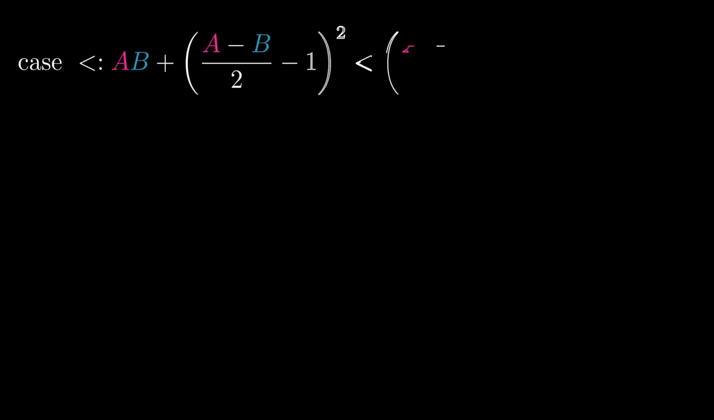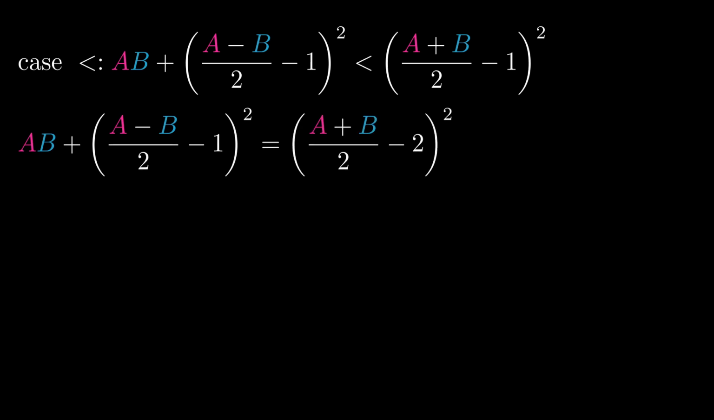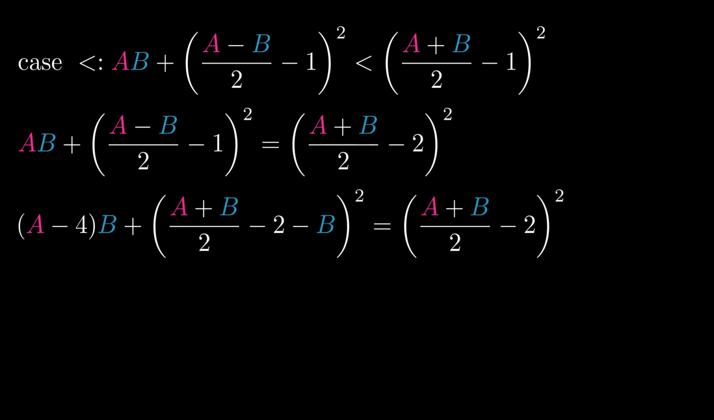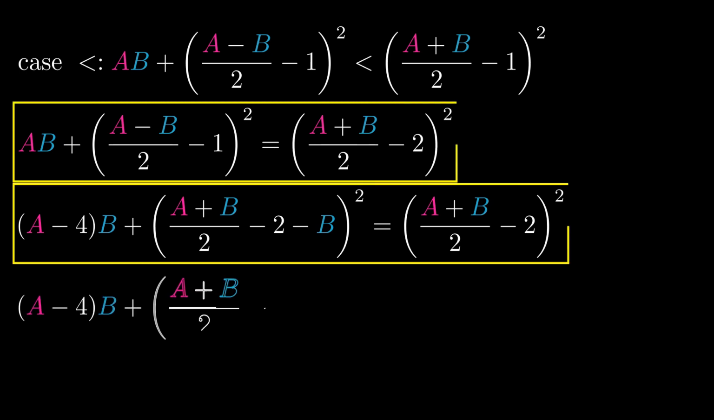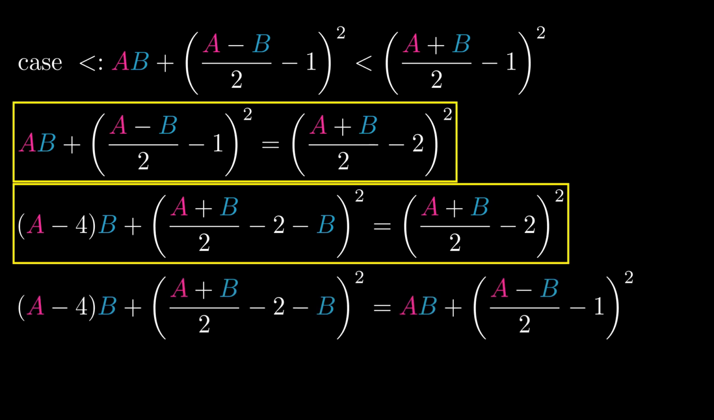Let's now assume ab plus (a minus b)/2 minus 1 squared is less than (a plus b)/2 minus 1 squared. Or that ab plus (a minus b)/2 minus 1 squared is equal to the next smaller square, (a plus b)/2 minus 2 squared. Now (a minus 4)b plus ((a plus b)/2 minus 2 minus b) squared is equal to ((a plus b)/2 minus 2) squared, so (a minus 4)b plus ((a plus b)/2 minus 2 minus b) squared is equal to ab plus (a minus b)/2 minus 1 squared.